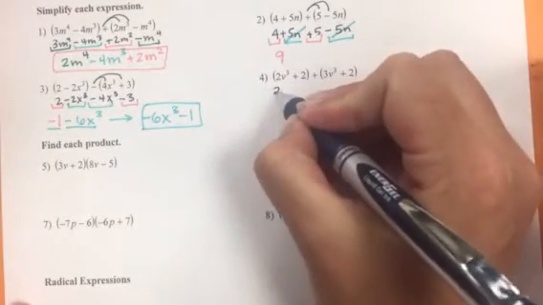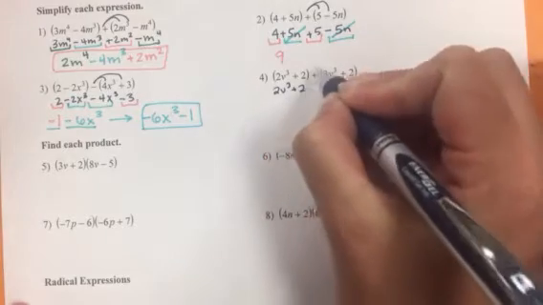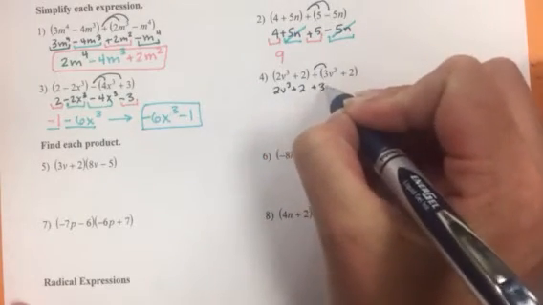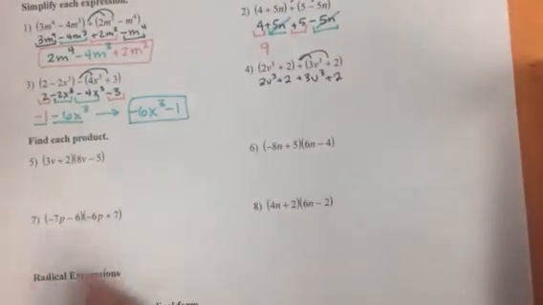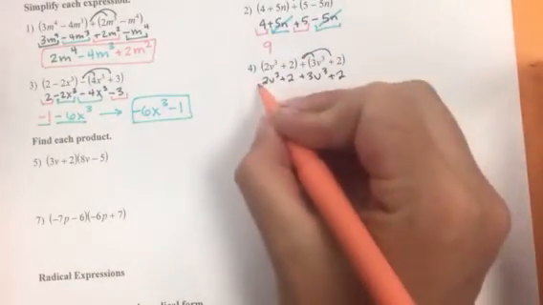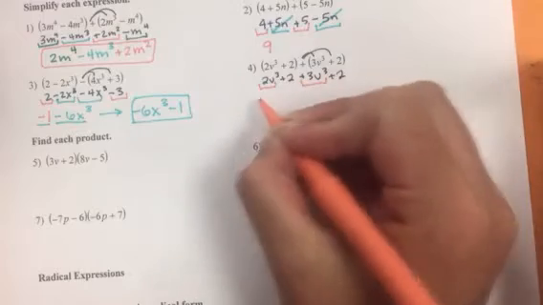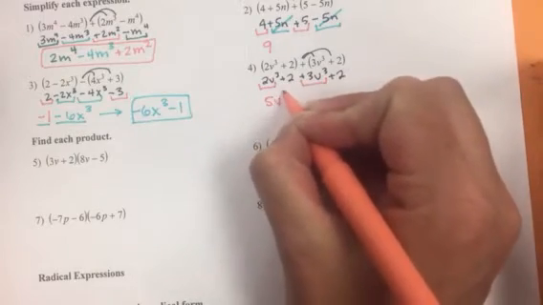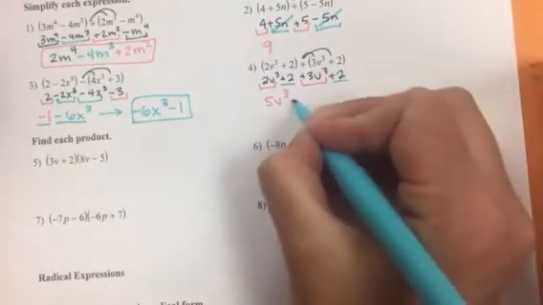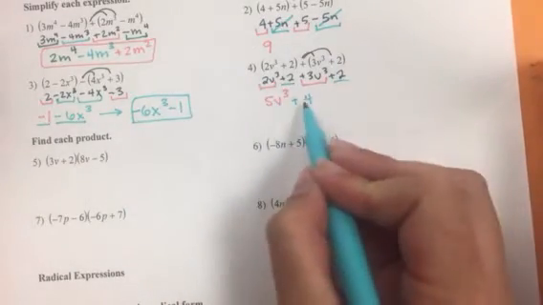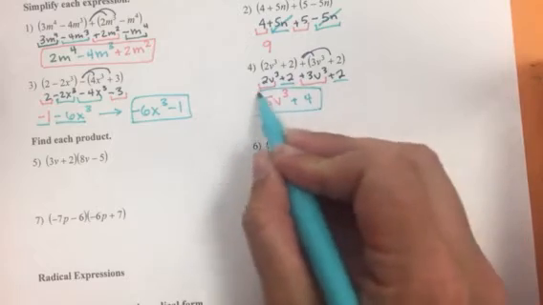4, we have 2v cubed plus 2 plus 3v cubed plus 2. I combine like terms. 2v cubed and 3v cubed make a total of 5v cubed. 2 plus 2 is 4, and they are already in descending order.